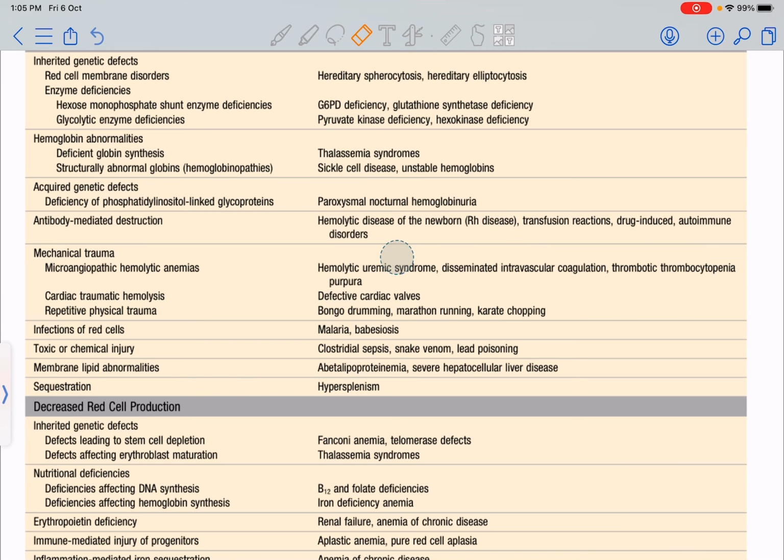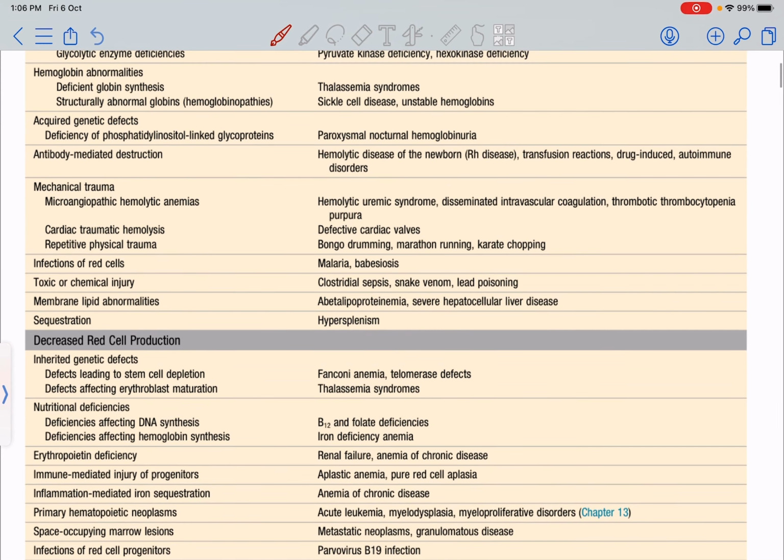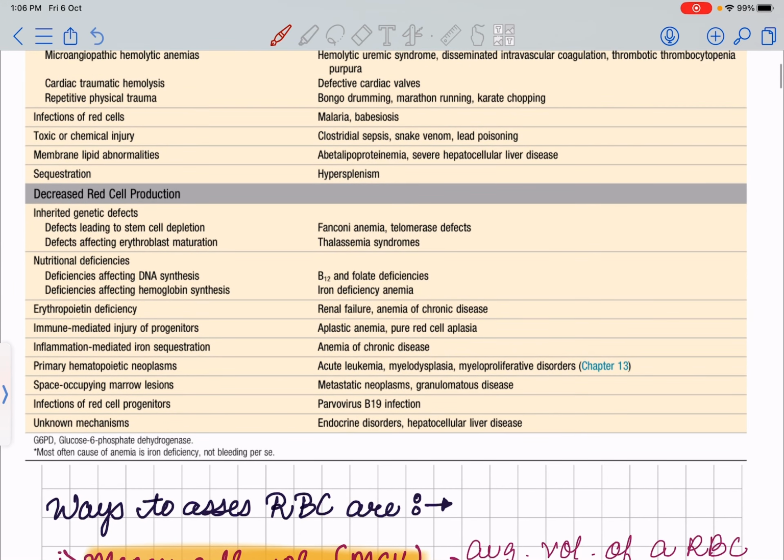Cardiac trauma hemolysis: defective cardiac valves, repetitive physical trauma, bongo drumming, marathon running, karate chopping. Just some people who are fighters or in a martial art, they're consistently using their hand and blood can accumulate in that area. Infections of red cells: malaria, babesiosis, these are parasitic infections. Toxic or chemical injury: clostridial sepsis, snake venom, lead poisoning, membrane lipid abnormalities, abetalipoproteinemia, severe hepatocellular liver disease, sequestration, hypersplenism, and decreased red cell production.